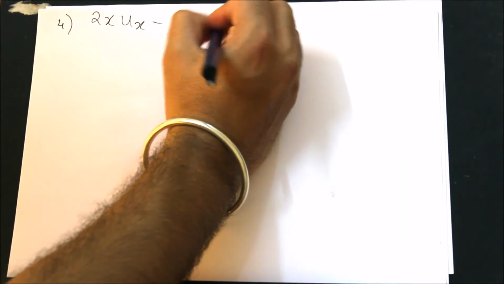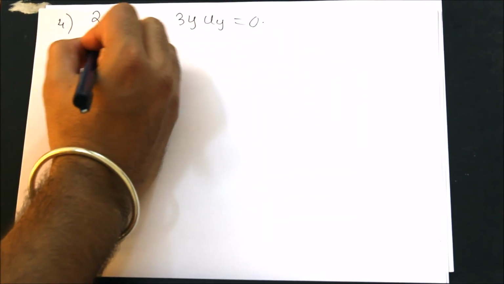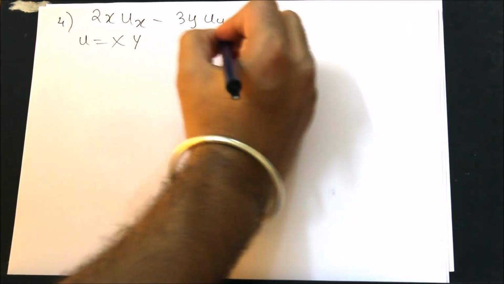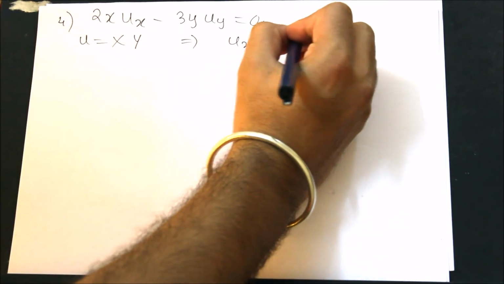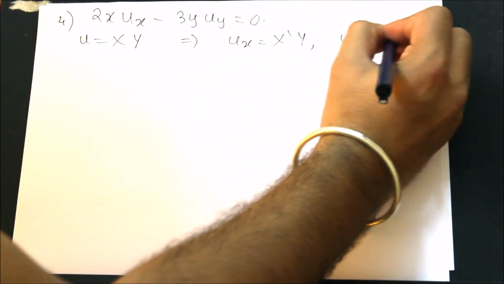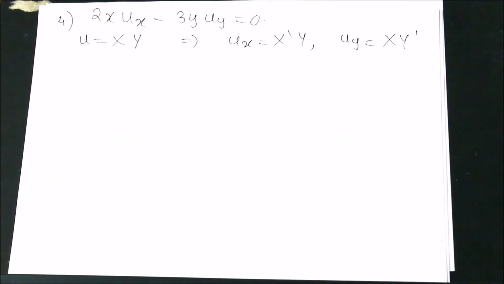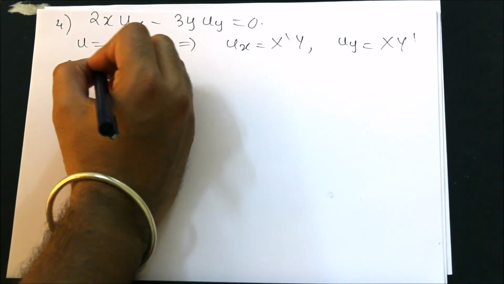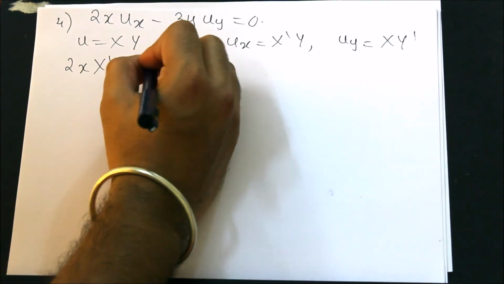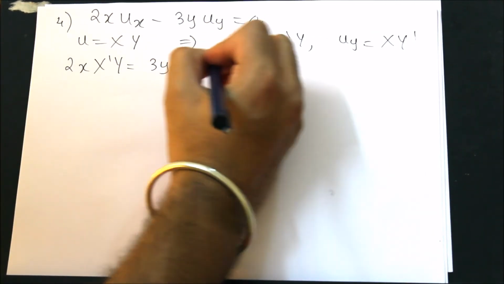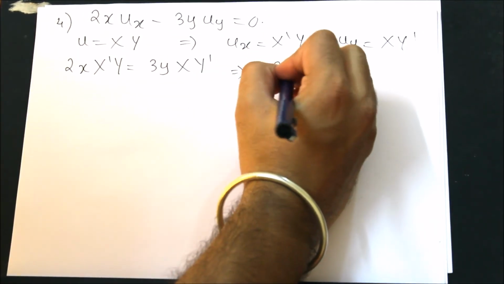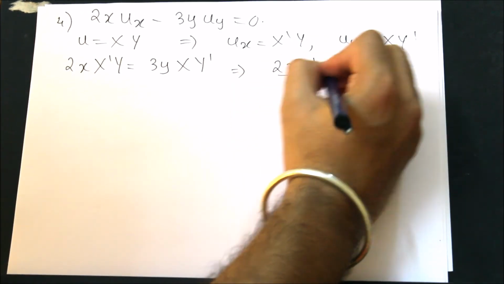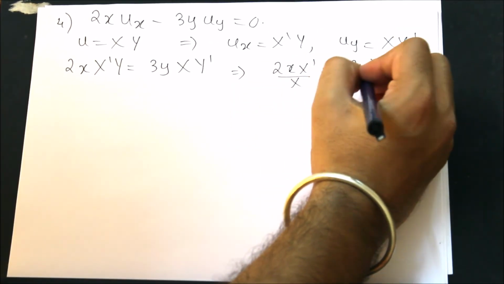2x ux minus 3y uy is equal to 0. So again the same thing, my u is what? xy. So what is my ux? It is nothing but x dash y. My uy is nothing but xy dash. So this is what I have. So if I substitute over here, I have 2x x dash y is equal to 3y xy dash. So this implies 2x x dash upon x equal to 3y y dash upon y.